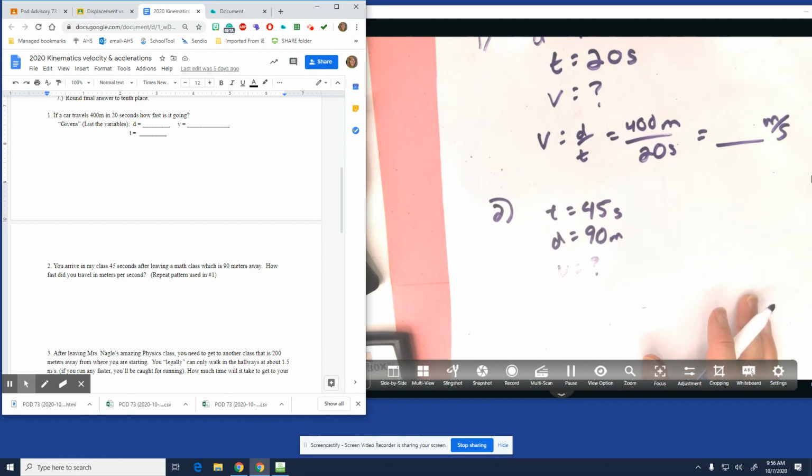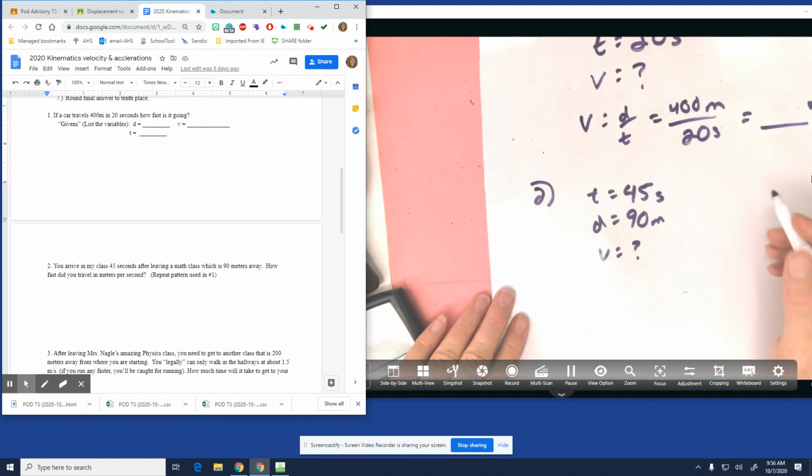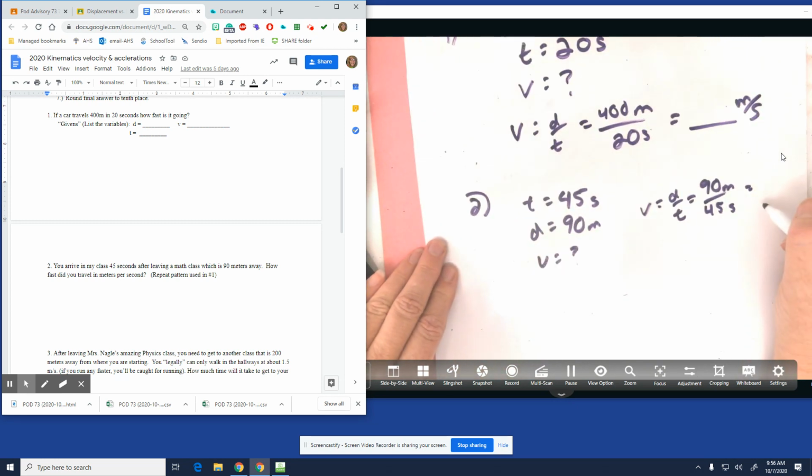You want to find how fast? Really, another glare. Okay, so again, velocity equals d over t. So do 90 meters divided by 45 seconds. Here's your answer. It should be in meters per second.